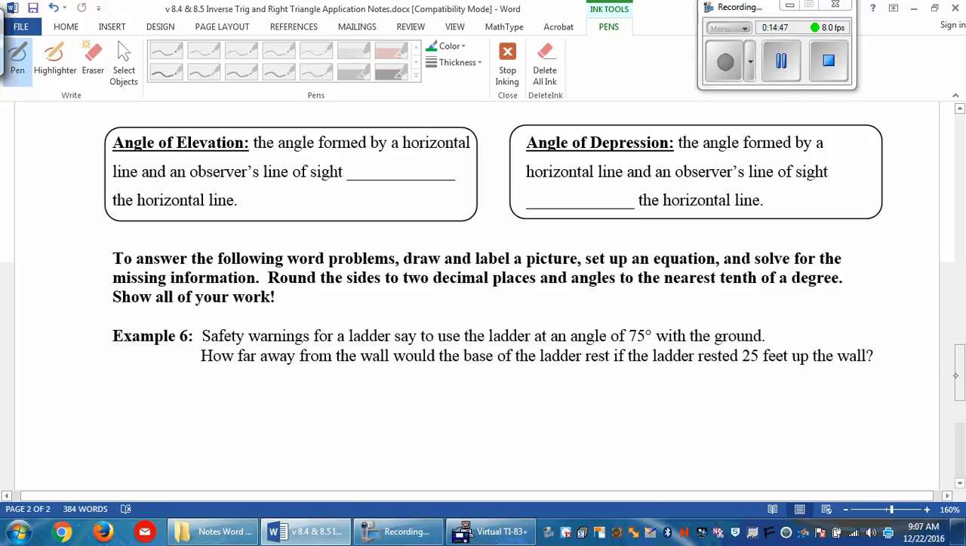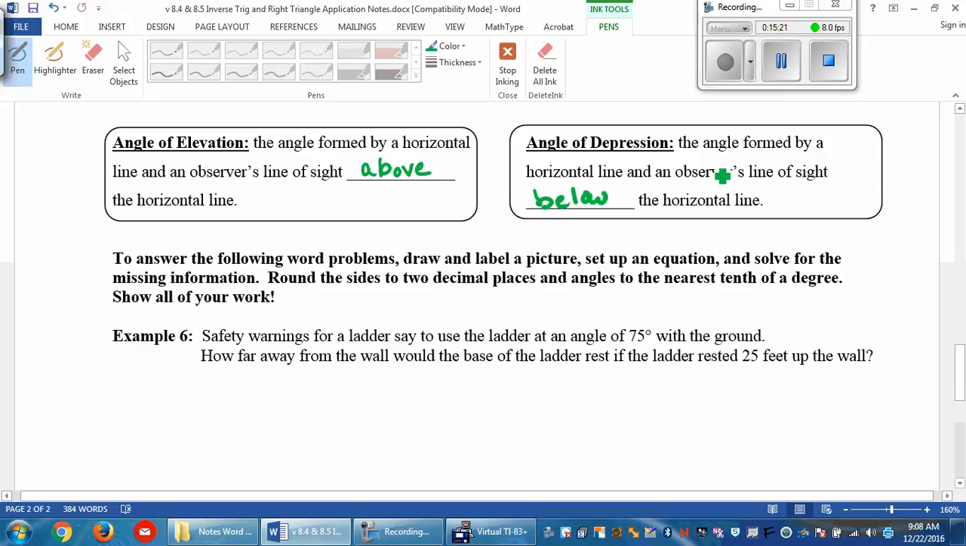Now we're going to get into the story question. This is the real-life application, and you have to make sense of the problem and try and persevere in solving them. So the angle of elevation is formed by a horizontal line from the observer's line of sight, looking above. And an angle of depression is formed by a horizontal line from the observer looking below.